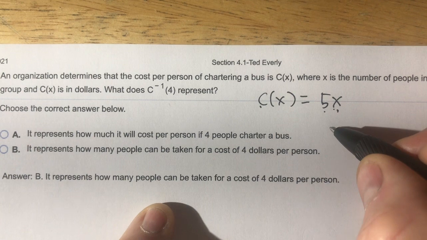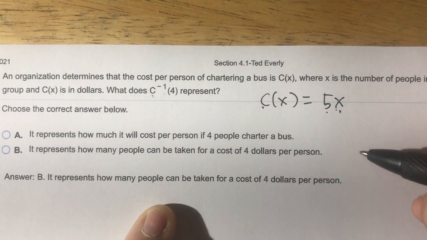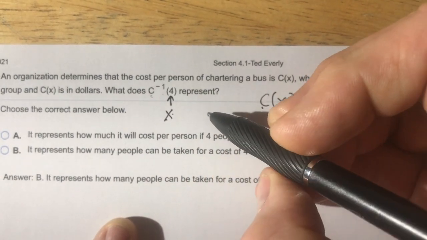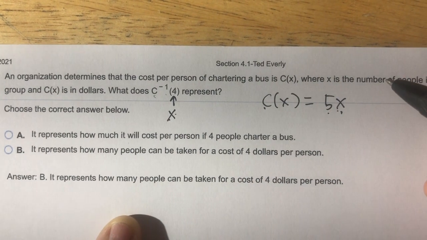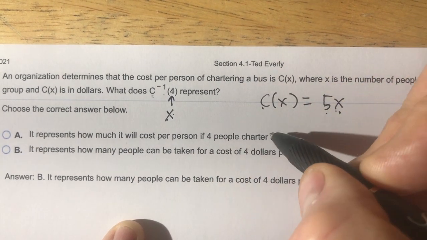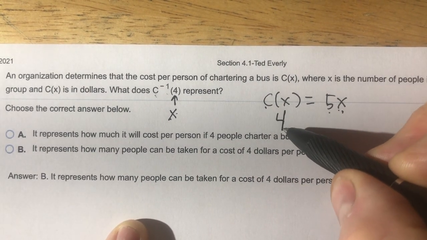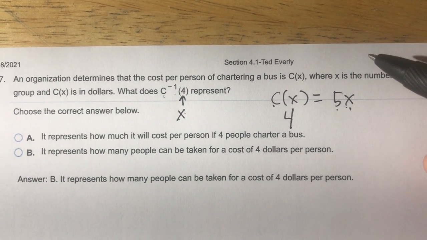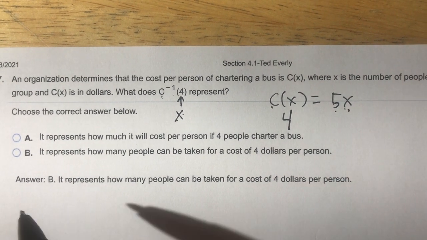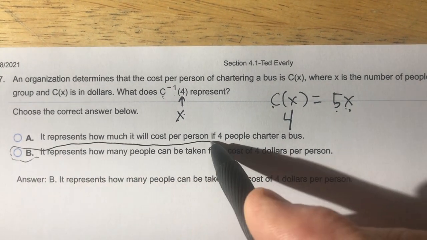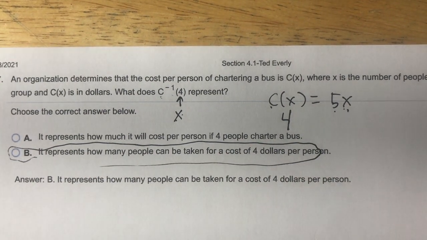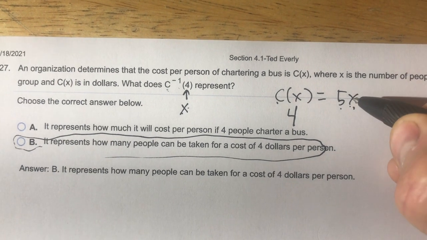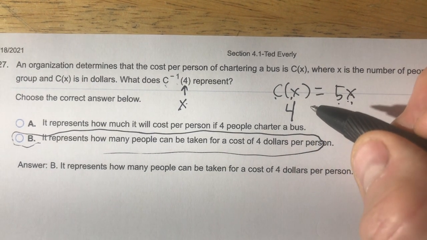So what's C inverse of 4? 4 is the X of the inverse, which means it's going to be the y of the function, which means this will be 4 right here. I guess that's going to be B here. It's going to represent how many people can be taken for a cost of $4 per person. So X is how many people there are, and this is the cost.